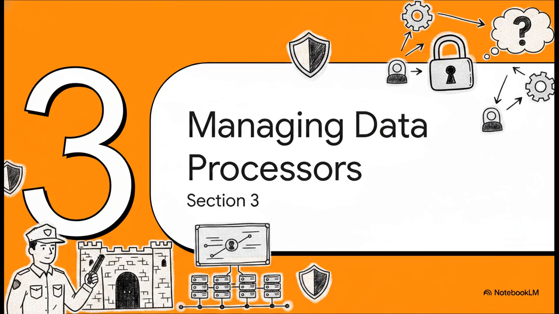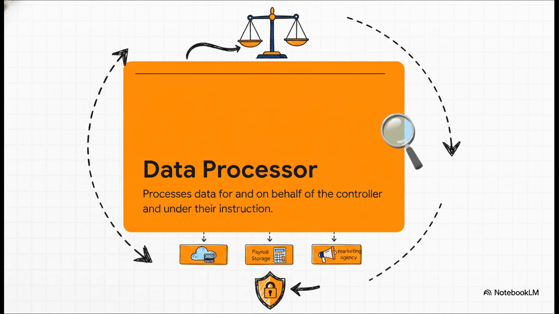Which brings us to Part 3, Managing Data Processors. So what happens when you outsource things? Well, those third-party vendors become your data processors. The Act is crystal clear on this. A data processor acts strictly on your behalf and under your instruction. It could be a cloud storage provider, an external payroll company, or a marketing agency. If they touch your data, they're your processors. But here's the kicker. The legal burden for their security measures still traces right back to you. You literally cannot outsource your legal liability.